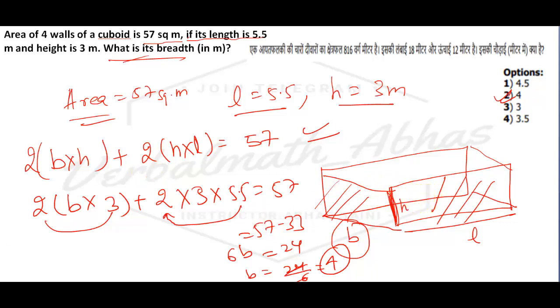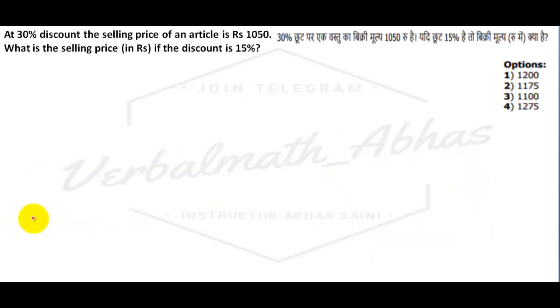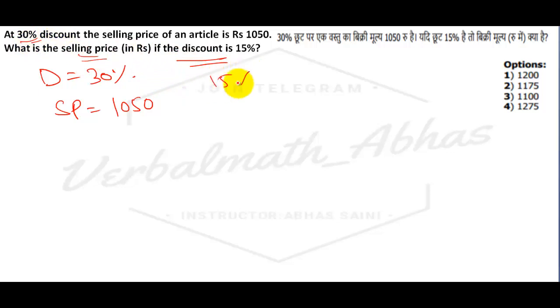Okay, now next question. Let me read the question for you. At 30% discount, the selling price of an article is 1050. What is the selling price if the discount is 15%? Let me write what is given in the question. Discount given to you is 30%, and SP is given as 1050. And I have to calculate the selling price if the discount is changed from 30 to 15%.